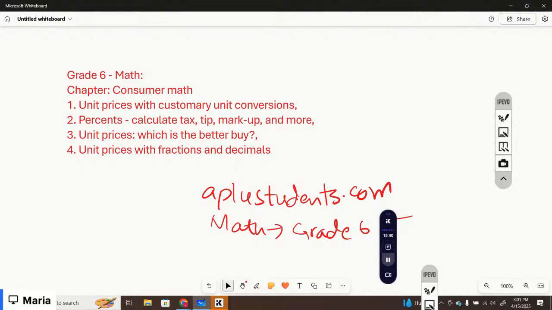The lessons we're going to cover today are unit prices with customary unit conversions, percents: calculate tax, tip, markup, and more, unit prices which is the best buy, and unit prices with fractions and decimals. So please make sure you have your notebook and pencil so that you can note down the important examples and definitions as well.